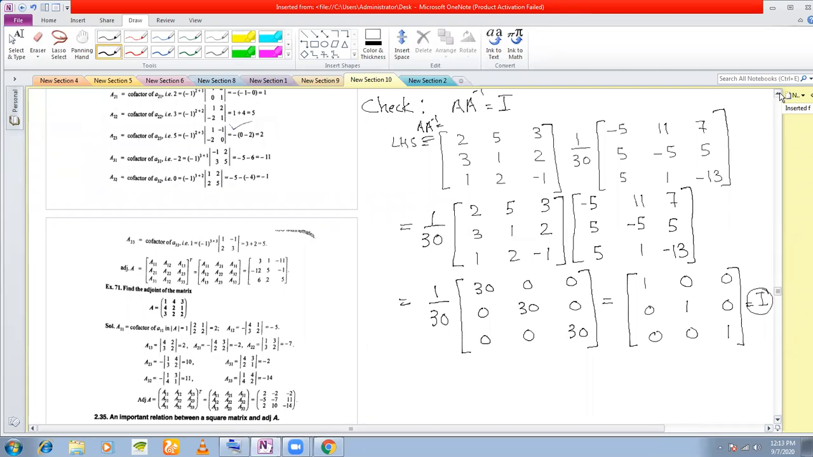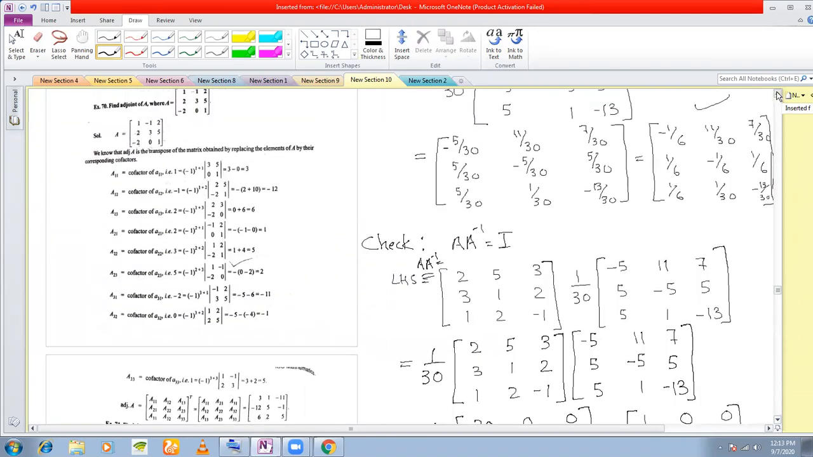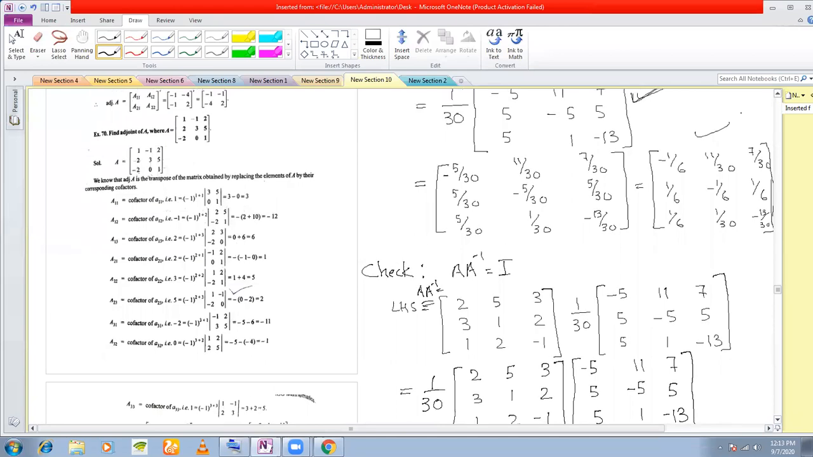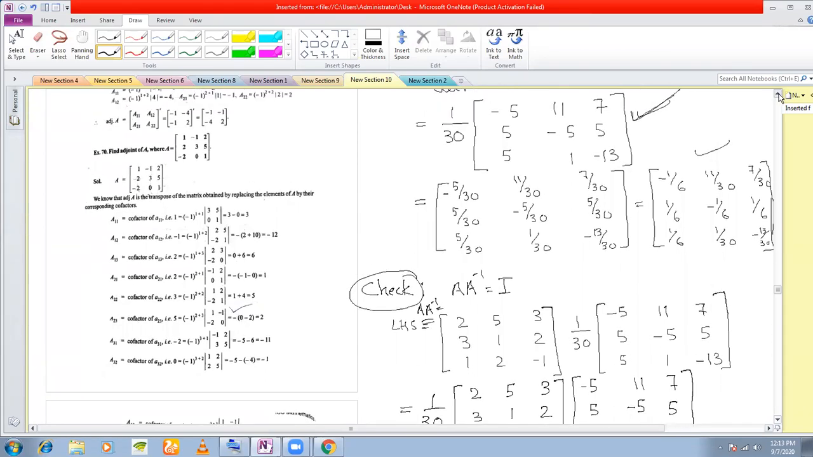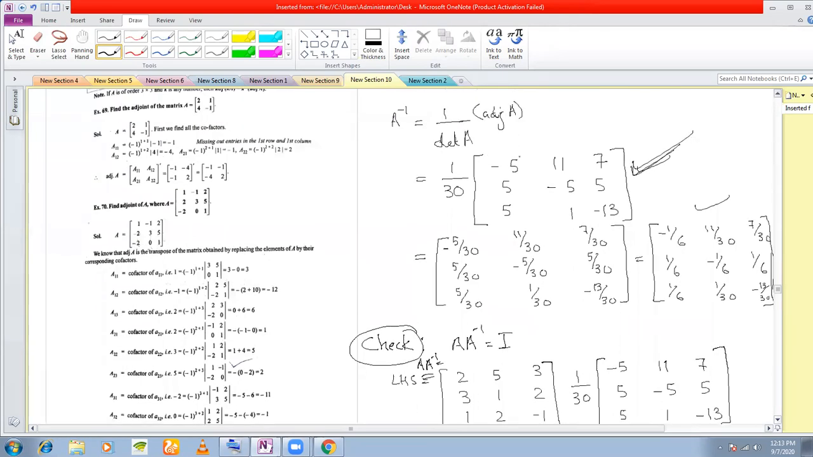This is just for you to check whether you have got the right inverse or not. The checking part you don't have to show. Once you get your inverse, your task is done. Mostly we leave the answer in this form. So I'll stop here for today.